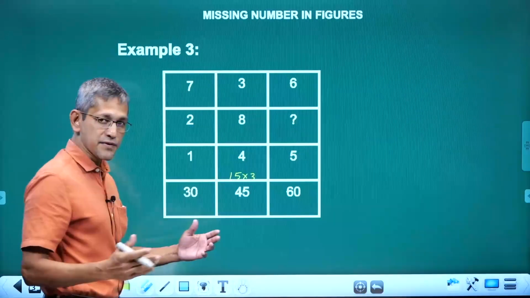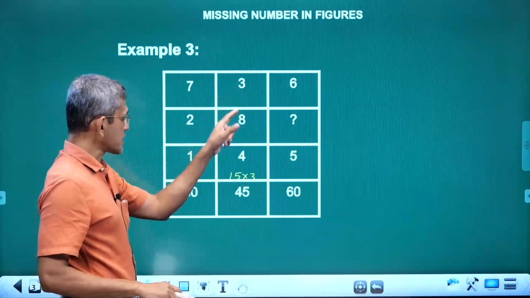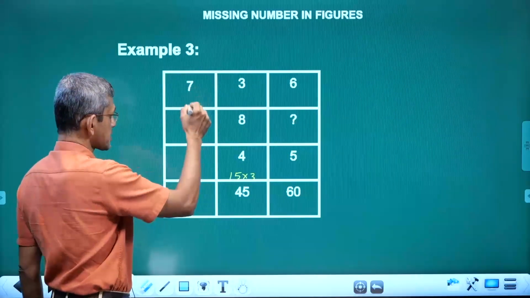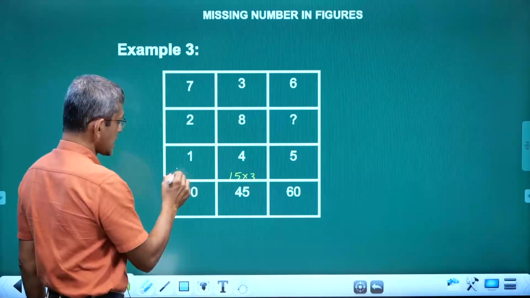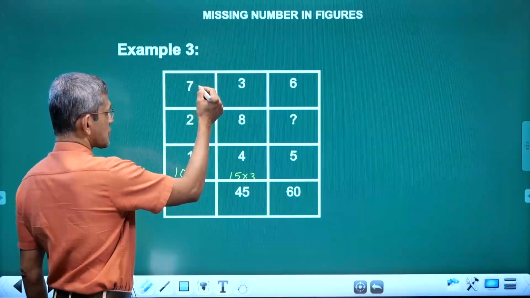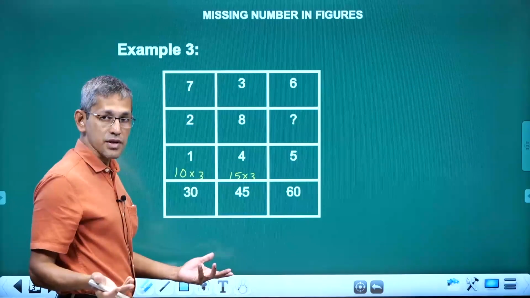So where does that 15 come from? Sum of these digits, 3, 8 and 4. And here 7 to 9, 7 plus 2, 9 plus 1, 10. So 10 into 3. Where does that 3 come from? Probably 3 numbers we have. So that could be the 3.